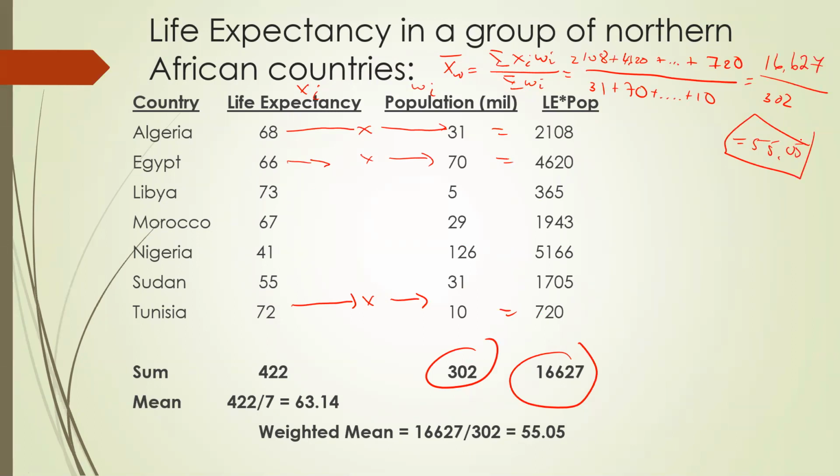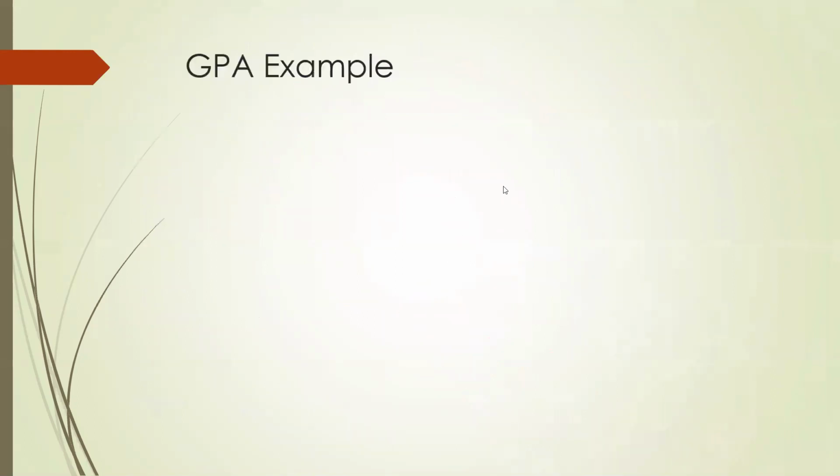So on average, if you account for the population of each country, the average life expectancy is 55.05 years. Vast difference from the 63.14. It's like an 8-year difference. It's crazy. Okay, but it makes sense why you would perhaps need the weighted mean here. Yes. Okay. All right, I just want to do one more quick example that you maybe know or don't know is a weighted mean, an actual GPA, a grade point example.